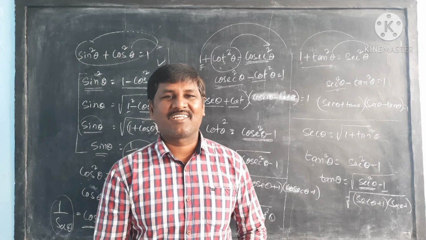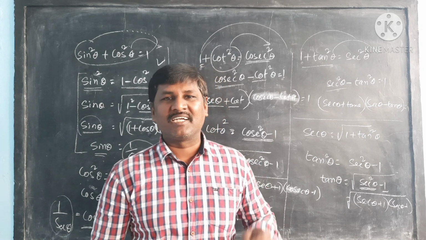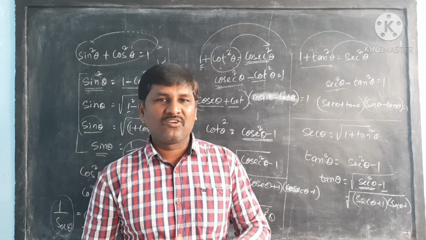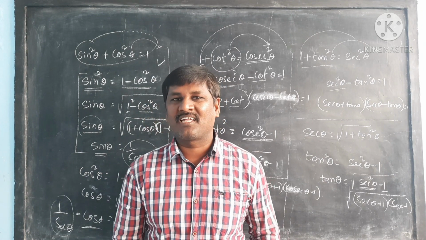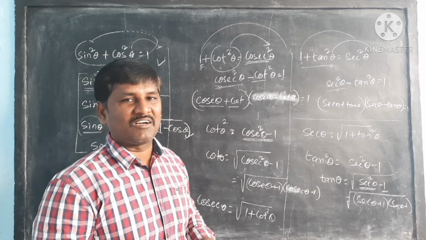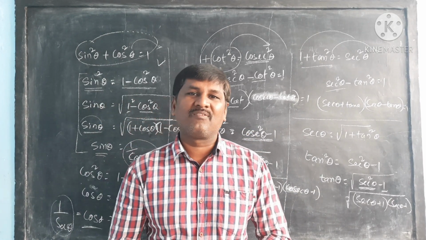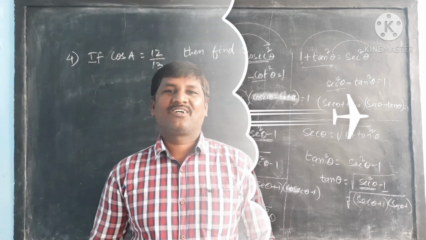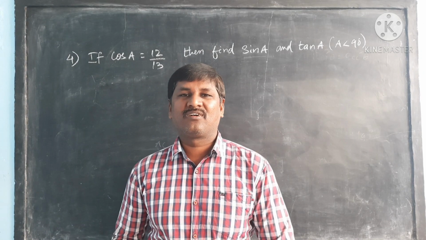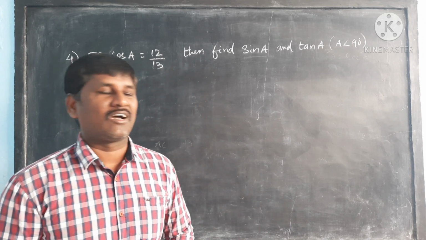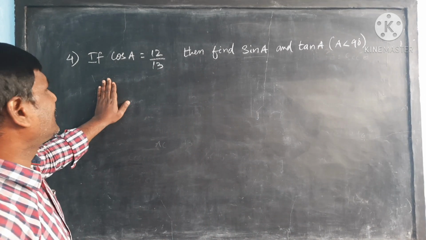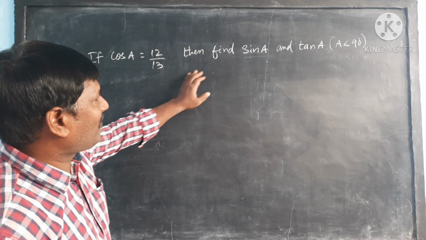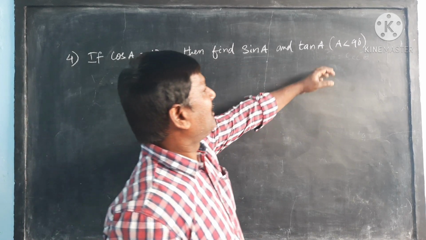And now let us start the application of these trigonometric identities in sums. If you do a couple of sums, then you can understand the application of these identities completely. Then you move to solving questions from exercise 11.1. Okay, let us start. Here is a question which I took from your textbook, exercise 11.1, 4th question. The question is: if cos A is equal to 12 by 13, then find sin A and tan A.